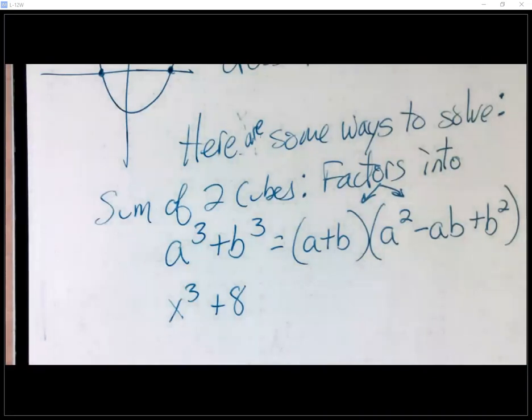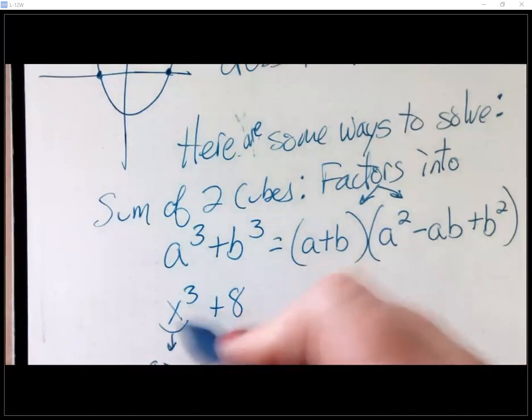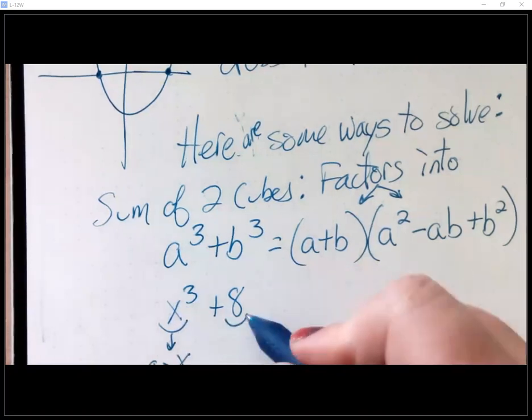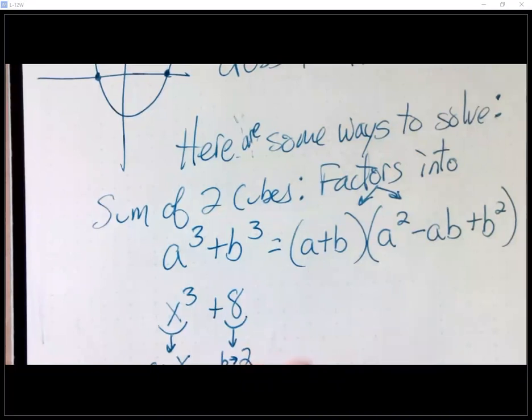Is x cubed a perfect cube? Sure it is. What's the cube root of x cubed? Just x, because x times x times x gets me x cubed. Is 8 a perfect cube? Sure, we just went over that. Then what's the cube root of 8? 2. So that's actually where you start. You're going to figure out the cube root of each of these terms. The cube root of this one is going to be a, which we just said was x. And the cube root of this one, I'm going to put in for b, which we just said was 2. So I find the cube root of each.